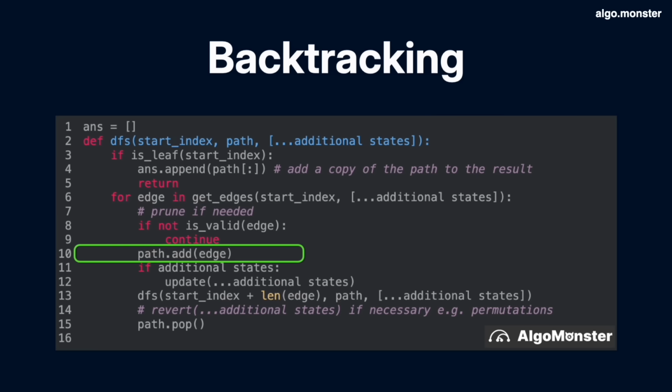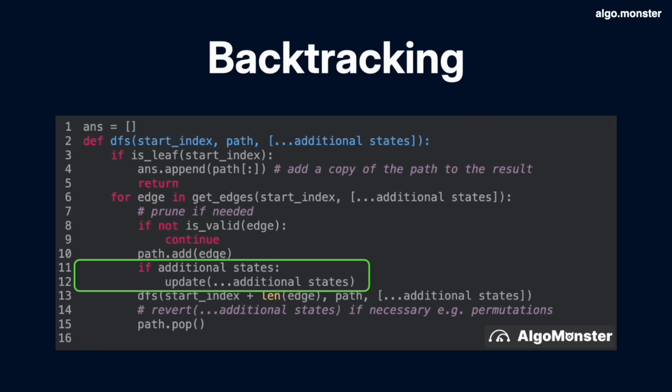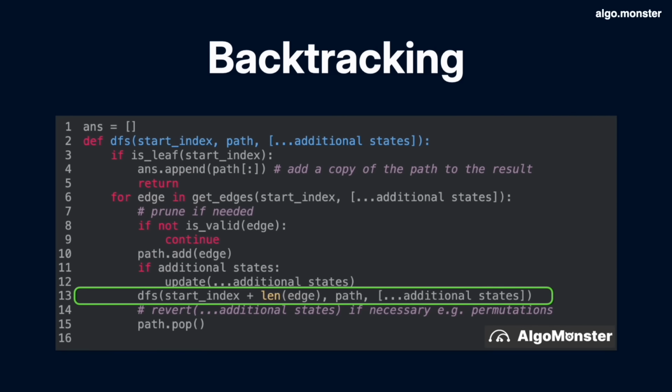We commit to a decision. Add the current edge, choice, to our path. This is like choosing a number, a character, a tile, or a subset. This is where you update things like marking a number as used, decrementing a counter, flipping a value, tracking sum, product, frequency, etc. This lets you encode complex rules, like you can only use this letter once, or you can't exceed a sum. We move to the next step and repeat the process.